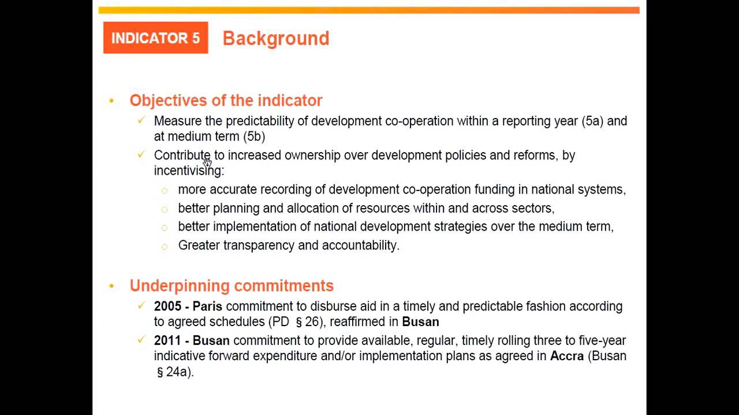Okay? So again, 5A is going to look within the year. And in addition to the main objective that I just stated of having better ownership and being able to plan better for those funds, you can see that there's also other objectives of the indicator: greater transparency and accountability, and in general, better implementation of national development strategies, taking into account the funds that a country is expecting to receive. Okay, and the commitments that are underpinning this indicator come from both the Paris Declaration and reaffirmed in Busan, and also date back to Accra.